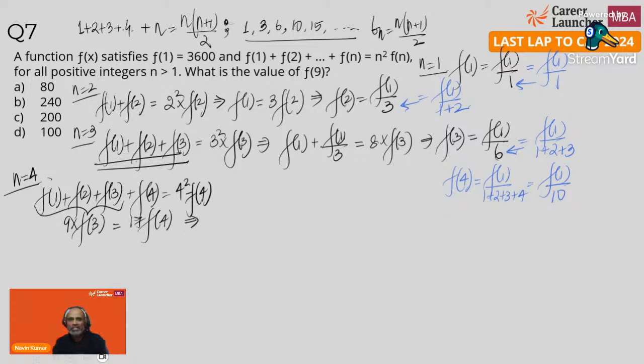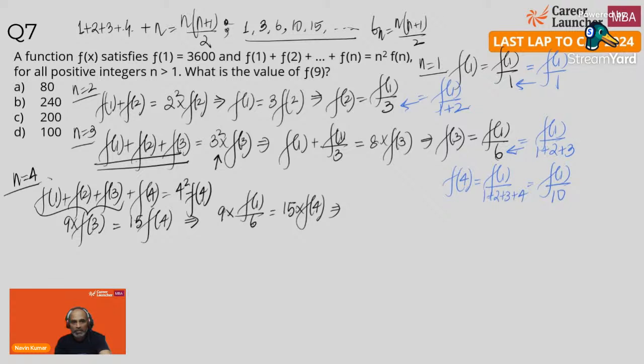Okay, now again, instead of f of 1, f of 2, f of 1, f of 3, I'm not going to do that. I already know what that was equal to, right? 9 times f of 3, isn't it? So now what is f of 3 now? So basically f of 3 was f of 1 upon 6, right? And this is equal to 17, sorry, not 17, this is 15 times f of 4.